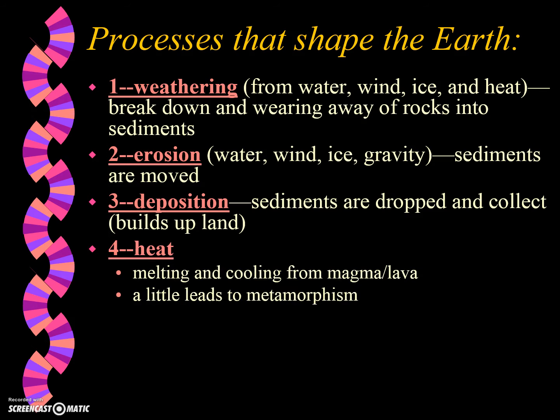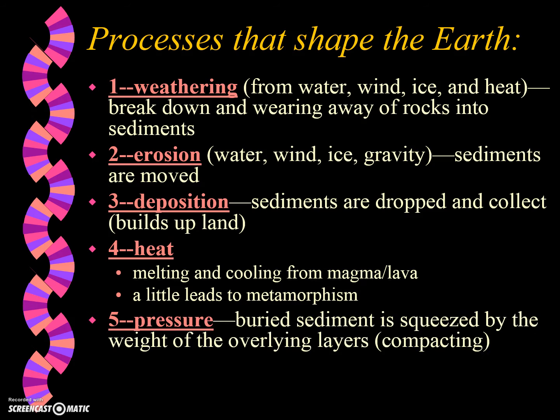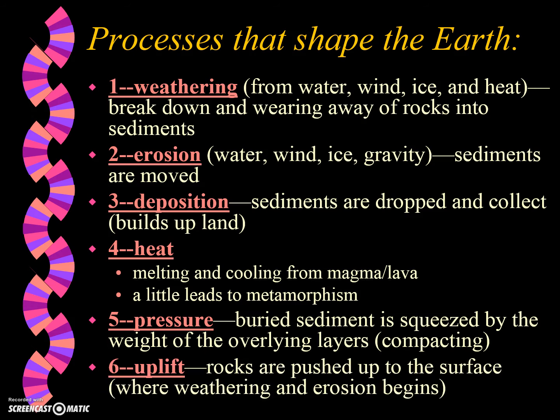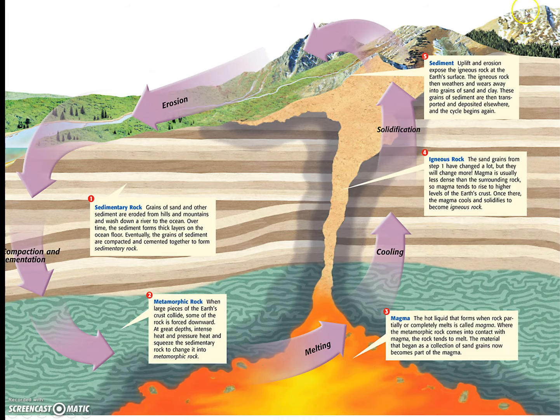The fourth one is heat, and this is melting and cooling from magma and lava, and it leads to metamorphism. The fifth one is pressure, and this is buried sediment. It's squeezed by the weight of overlaying layers, so that pressure comes down and that would form a metamorphic rock. And the last one is uplift, and this is where rocks are pushed up to the surface, where weathering and erosion begins. And this is actually where we find those granite pieces. Even Stone Mountain is because of uplift. That's kind of cool.